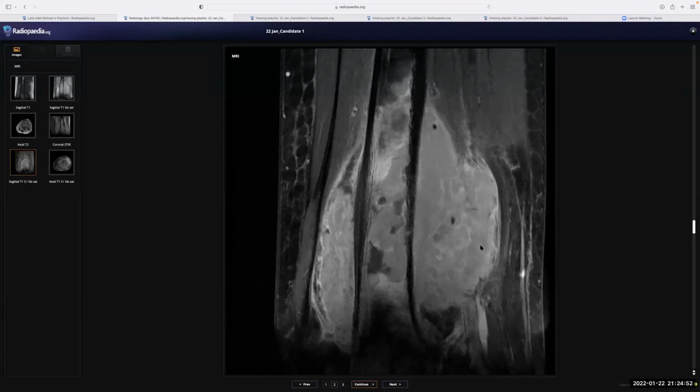Any further imaging she needs? She will be needing CT chest, abdomen and pelvis for completion of the staging, and then probably a nuclear scan as well. Oh, for now, while she's still in the department, any further imaging? Probably CT chest, abdomen and pelvis. Okay. So next case, last case.